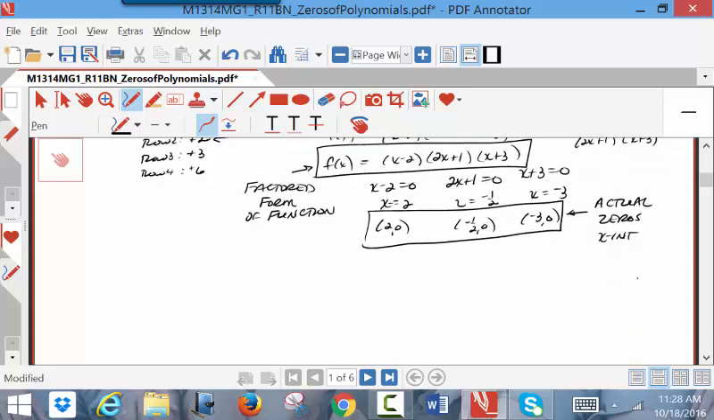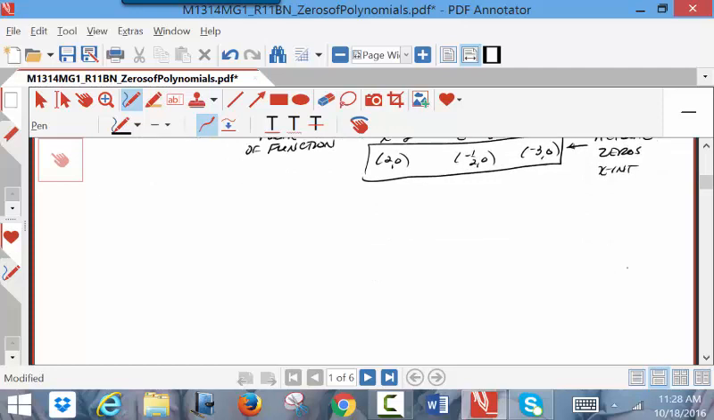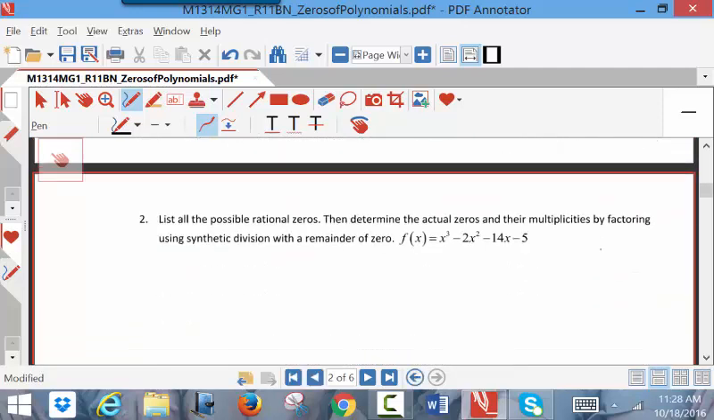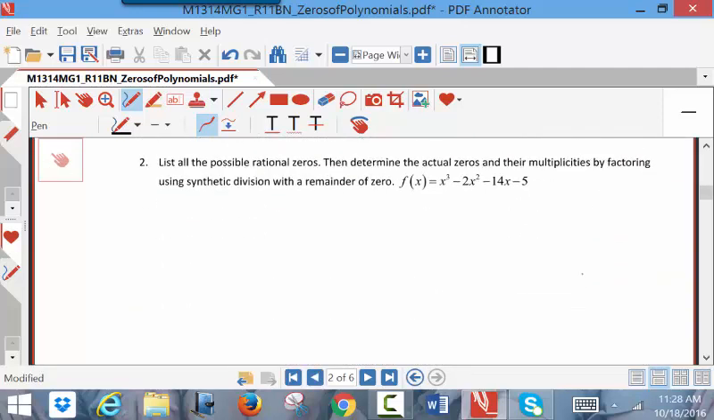Okay, so now let's head down. All of those words you need to write down so when you look back at this, you know what in the world you're doing. So here we go again. List all possible rational zeros, then determine the actual zeros. How? By factoring through synthetic division.